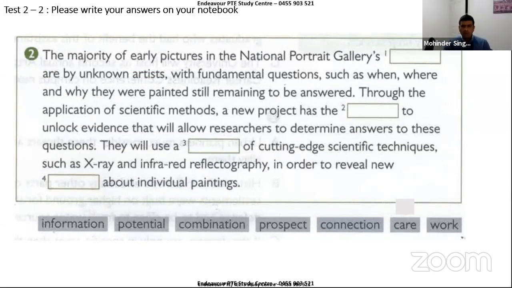Okay. So that's why, because they are from unknown artists, that's why we need "galleries care." It was a tricky one. Good. Who got all four correct? Three of them. Kuldeep, potential, combination, information. Where is your first one? First one hasn't been written. Potential is fine, combination fine, information fine. So most of you got three correct. But yes, "galleries care" is the right one here.